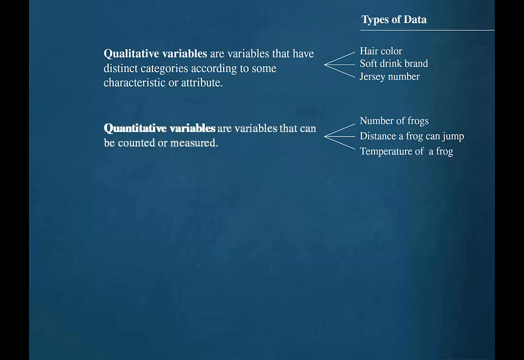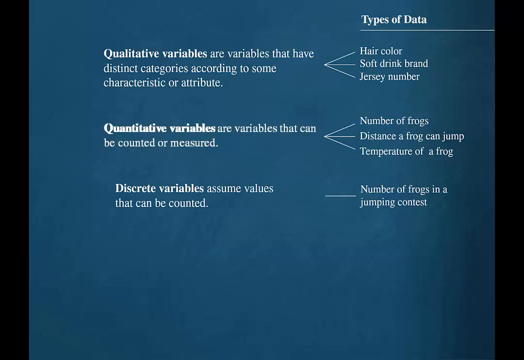Quantitative variables can be further classified into two groups, discrete and continuous variables. Discrete variables assume values that can be counted. Of the examples of quantitative variables above, the number of frogs in a jumping contest would be counted and therefore an example of a discrete variable. This variable can only take on counting numbers like 5 or 6 or 10 or 100. It could not take on a value like 5.5, 10.6, or 99.9.